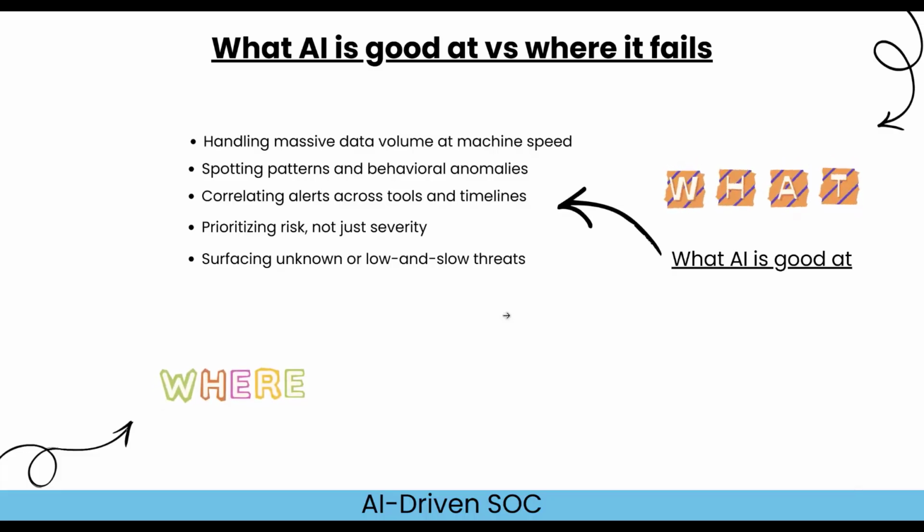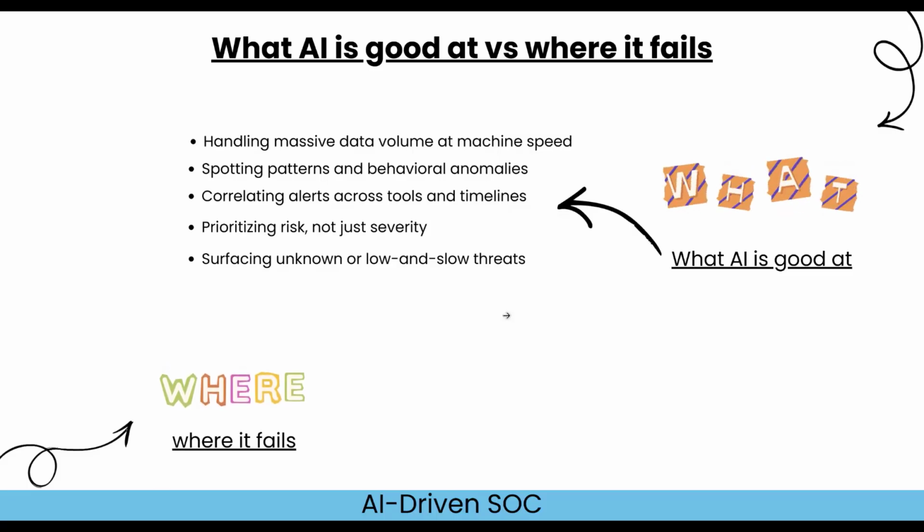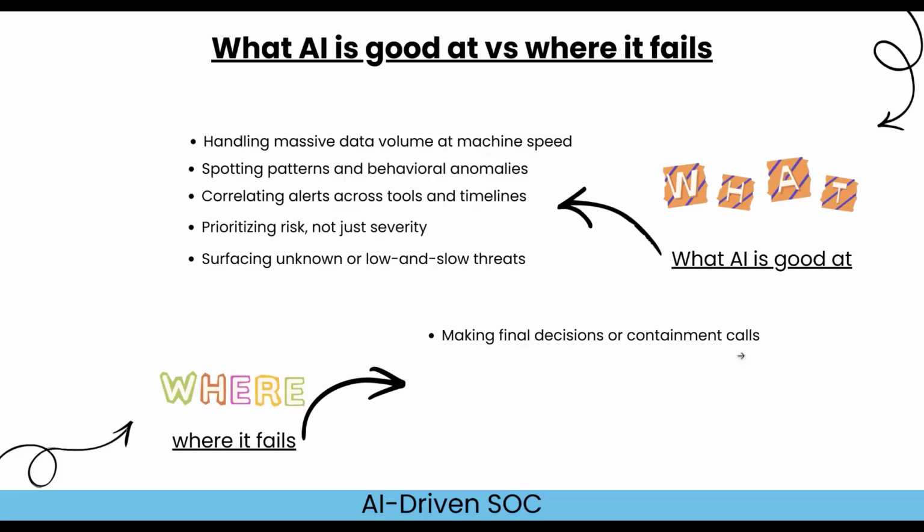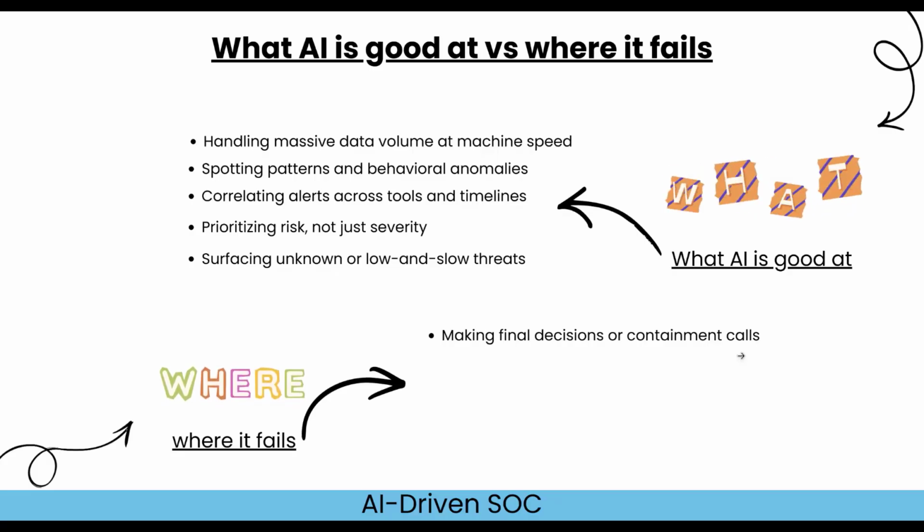Now let's see where AI fails, because obviously there will be areas where AI has limitations. The first area where AI has limitations is in making final decisions or containment calls. Let's understand with an example. Suppose a DevOps engineer logged into the system at 3 a.m. and is trying to troubleshoot an issue with the application. Since this activity is happening at an odd time and it might be a one-off activity, the AI can raise an alarm against it and might decide to temporarily block the DevOps engineer's account to safeguard the system.